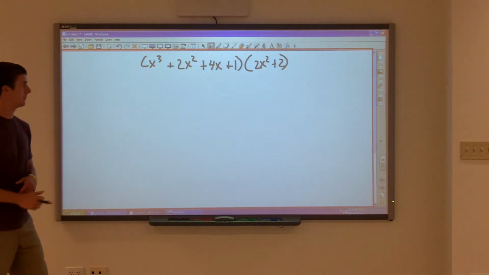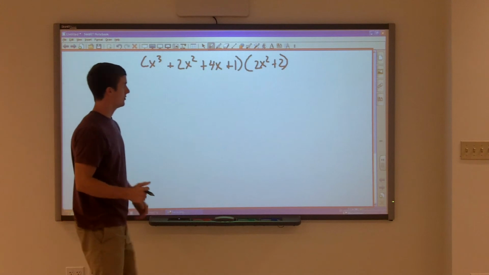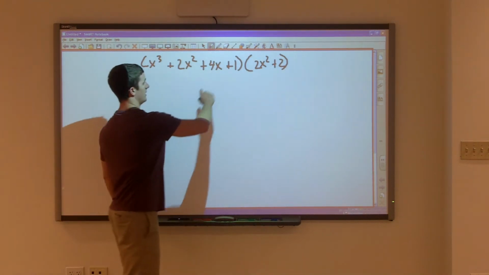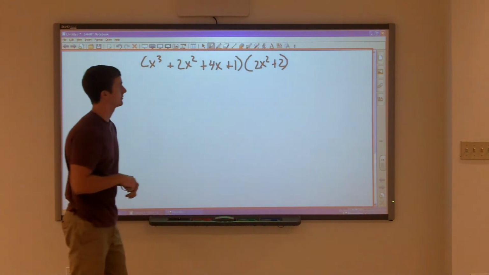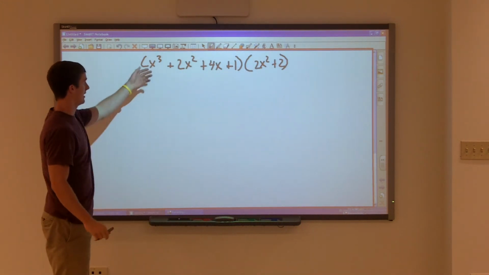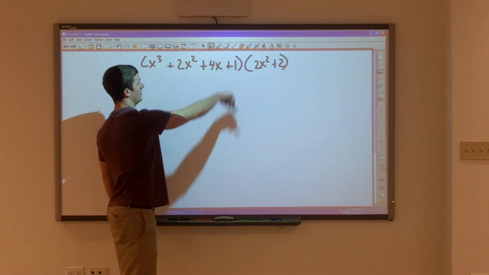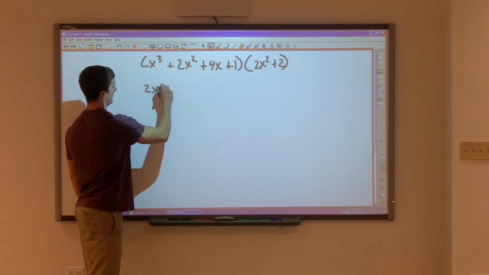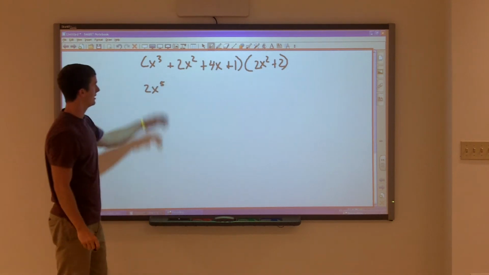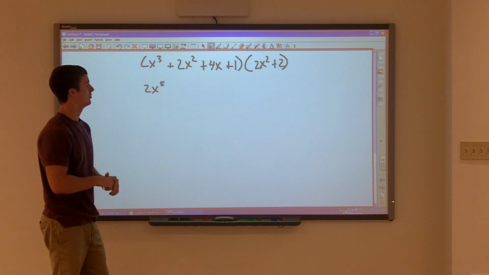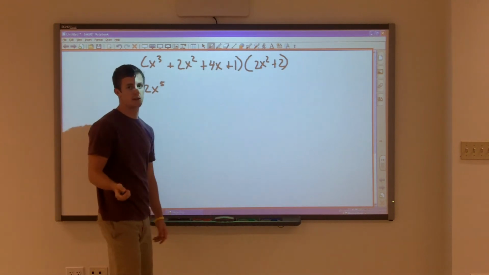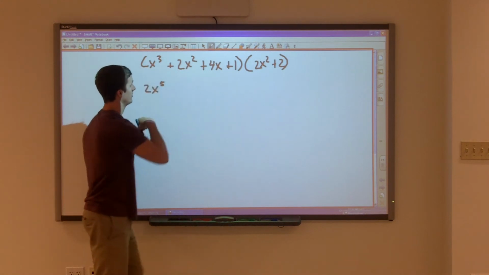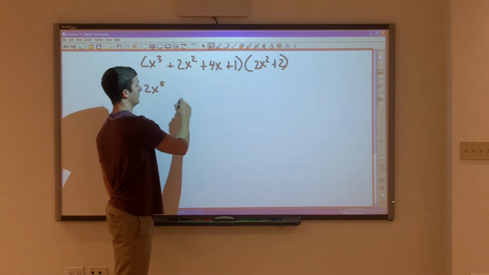FOIL is not going to work so well anymore, is it? So the way that you look at these is you take one term at a time and multiply it by each term in the other quantity. So I'm going to take my x cubed and multiply it by 2x squared. I'm going to get 2x to the 5th. Remember, anytime you have a variable with exponents that you're multiplying together, you just add the exponents. You're not going to multiply those two together. So x cubed times 2x squared is just 2x to the 5th.